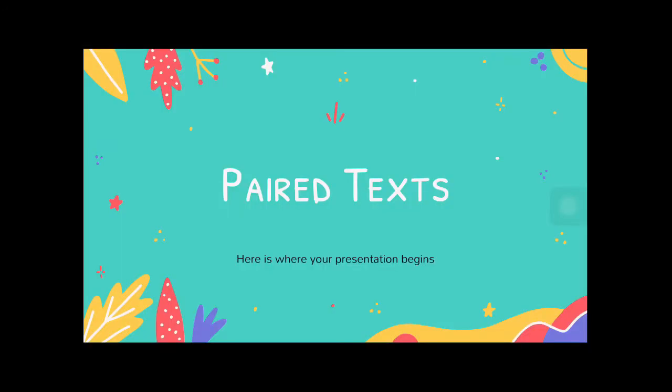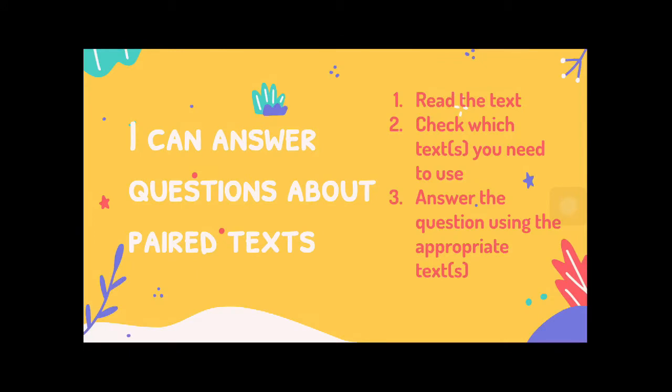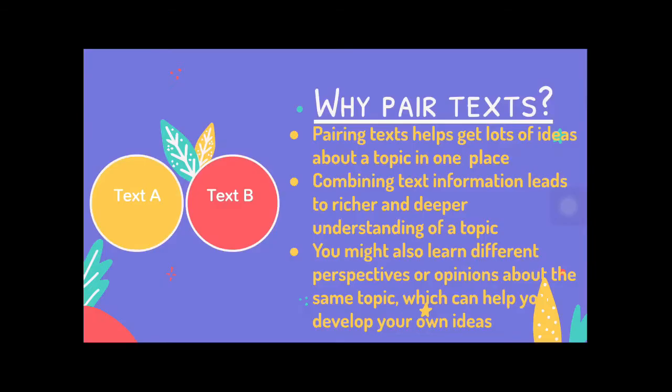Today we're learning about paired texts, and our goal is I can answer questions about paired texts. The steps to do that would be to read the text, check which texts you need to use, and then answer the question using the appropriate text or texts. Why would people do this? Why would you pair up texts? Why would you put two texts together and then try to talk about them?